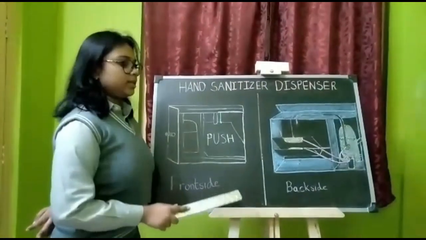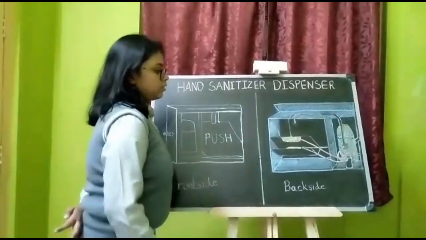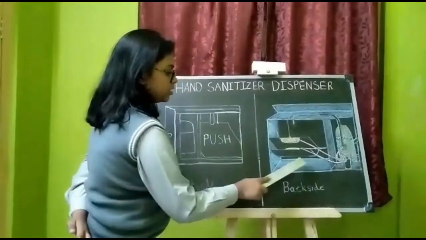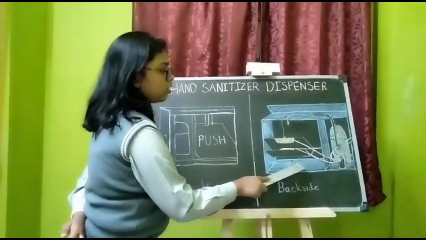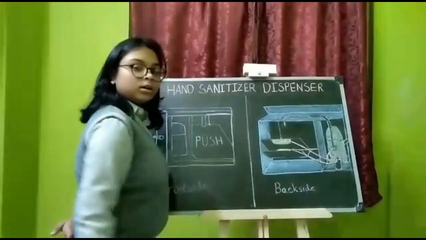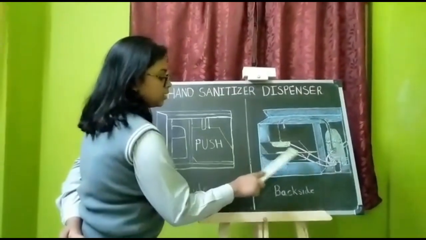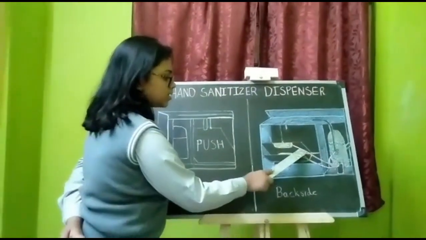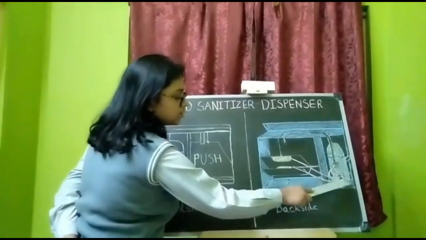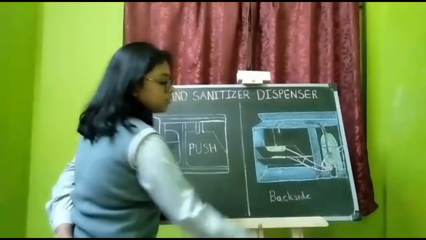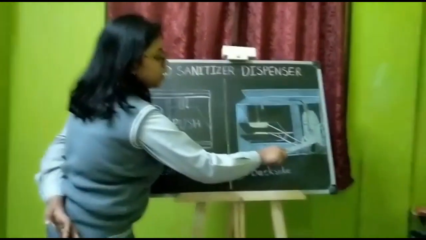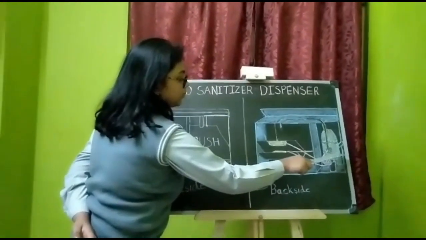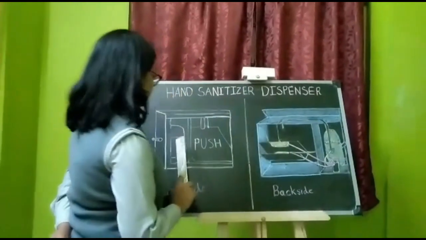For that, we have to see the back side. On the back side, you can see I have colored some parts in different colors. All the blue parts indicate cardboard. The yellow parts indicate aluminium foils. The pink parts indicate wires. This is the small battery, which is 9 volt, and this is connected with these wires using a battery connector. This green part is the empty bottle.